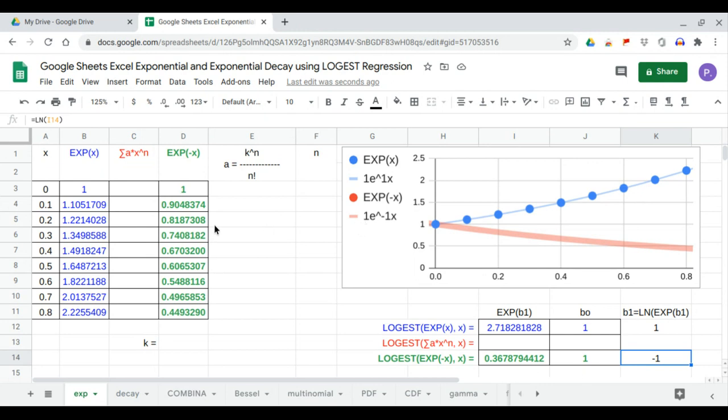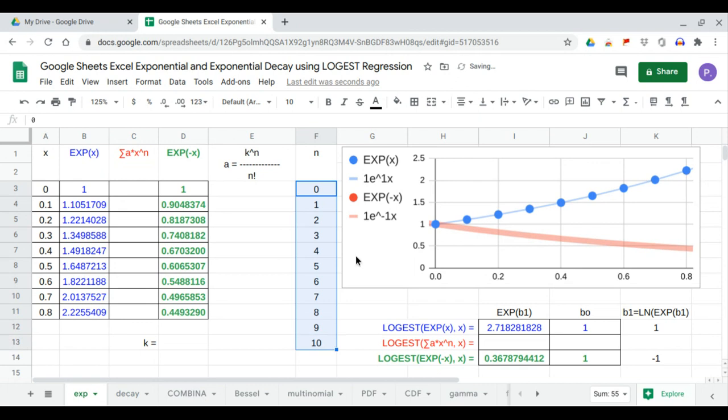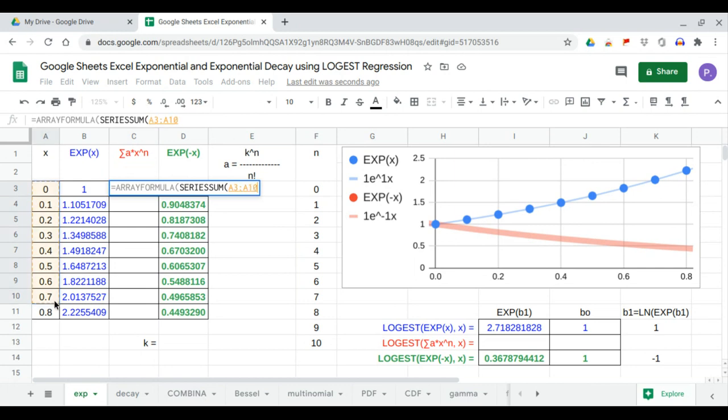Next, we generate the Taylor-Maclaurin series sum for both, where we have a times x to the power n, where n is from 0 to infinity. In this case, we'll try to get to infinity. We'll try to get to 10, I think. 10 is good enough. And we generate the series sum. So it's the summation of a times x to the power n. So array formula, series sum of x raised to the power, starting from 0, incremented by 1. And the coefficient will be this range.